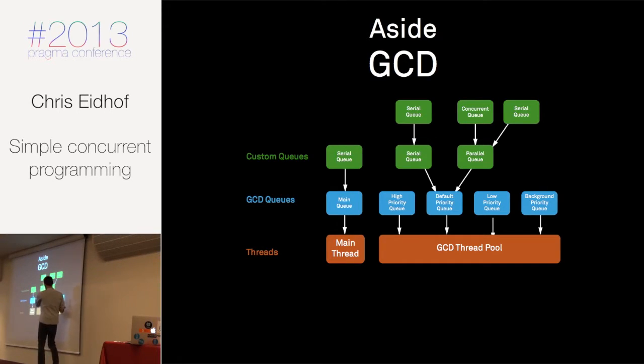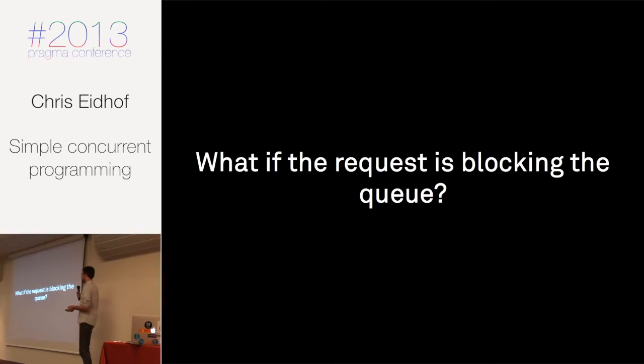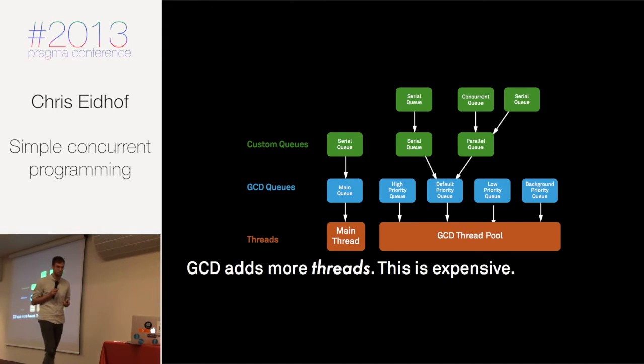And it goes to the default priority queue, and because the default priority queue is parallel, this blocks the queue or the thread that it's on. If something new gets into this default priority queue that also wants to run, Grand Central Dispatch has to create an extra thread. And that's really problematic, because extra threads are very expensive. So yeah, this is the problem. If the request is blocking the queue, you get a lot of extra threads. And we want to avoid that.